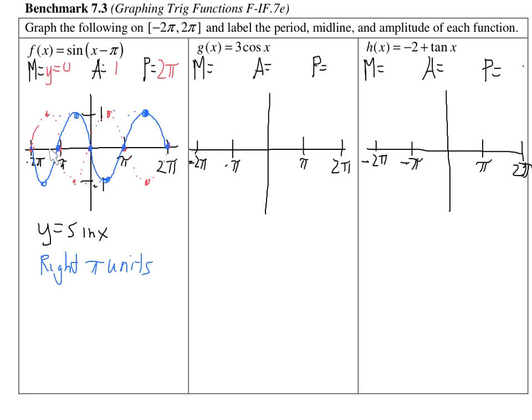And that would be, the blue is sine x minus pi. The red is just sine x. The blue is now our shifted new version.